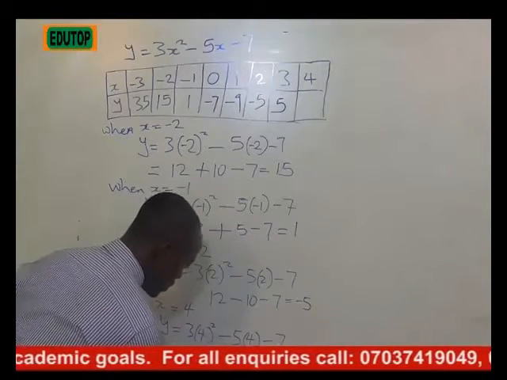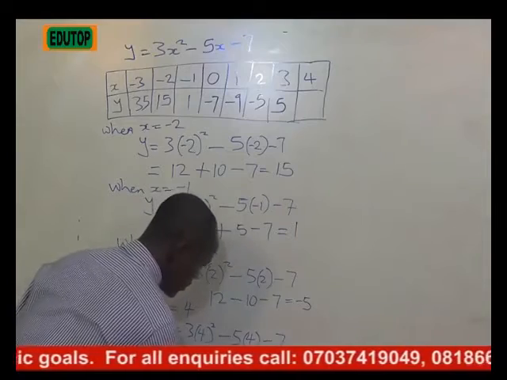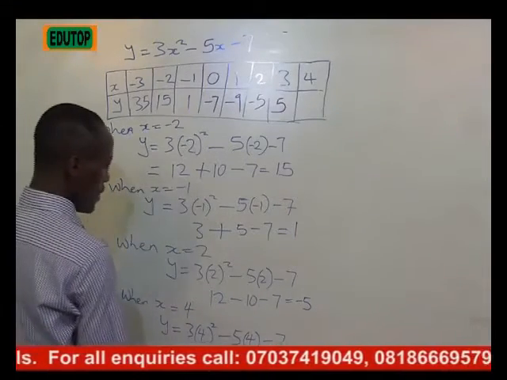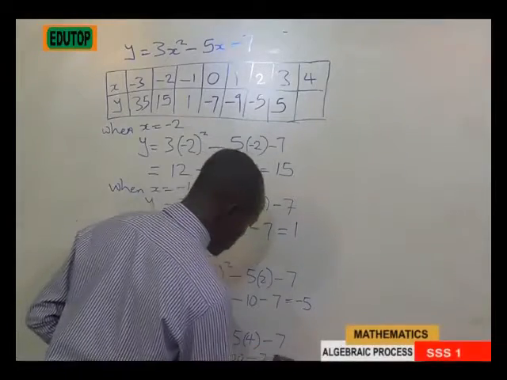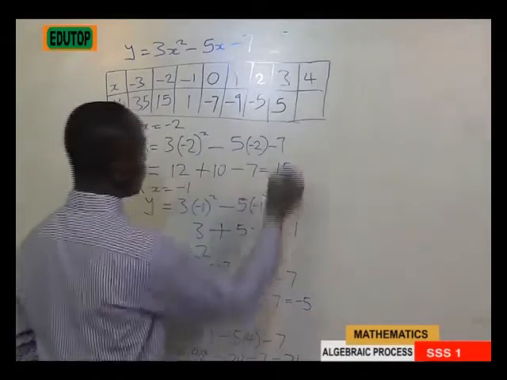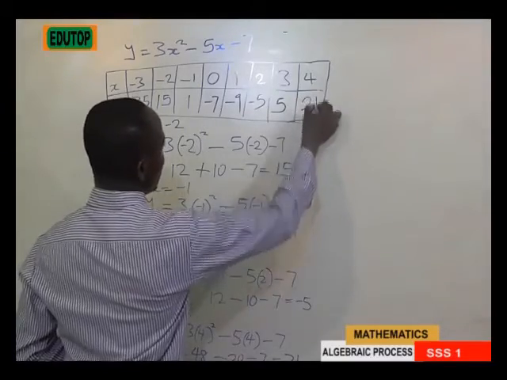Minus 5 times 4 is 20. Minus 7. 48 minus 20 will give us 28. 28 minus 7 will give us 21. So we put our 21 here.